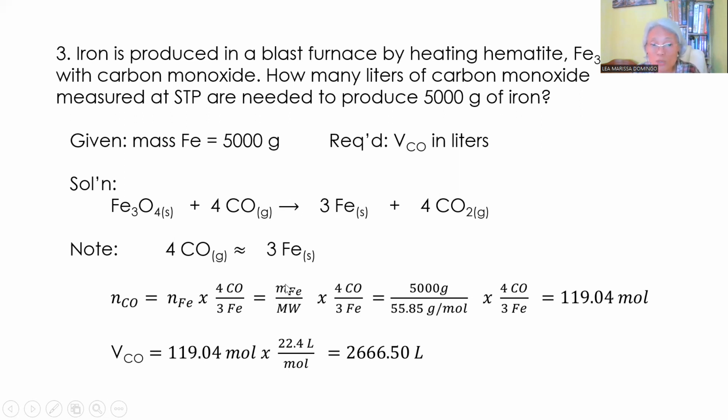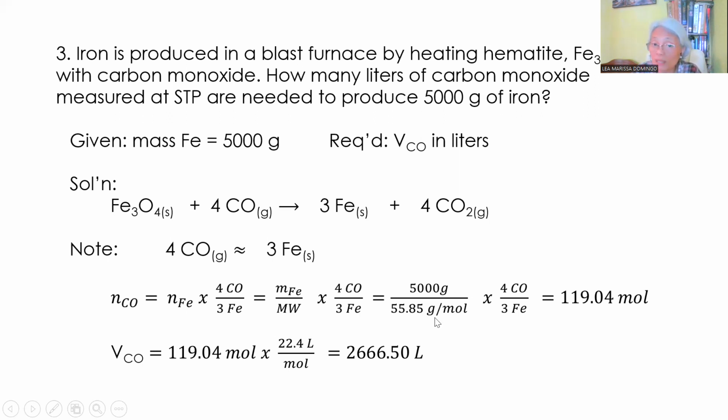So substituting, so yung mass ng iron is 5,000 grams divided by the molecular weight or atomic weight kasi mag-isa lang naman si iron. Atom lang siya. So we have, hindi ko na lang binago yung formula, no? But technically, this is atomic weight kasi atom lang siya, hindi siya molecule. So we have 55.85 grams. Saan nanggaling yan? Sa periodic table, no? So 55.85 grams per mole.